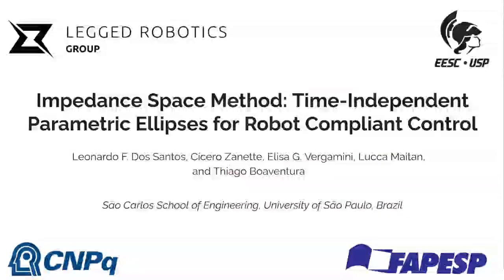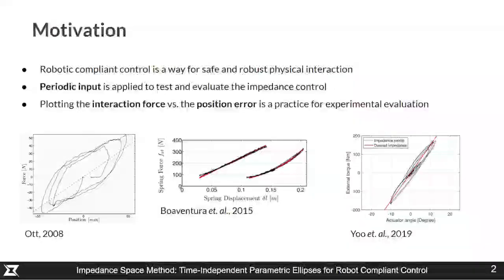This is the video abstract of the paper Impedance Space Method, Time-Independent Parametric Ellipses for Robot-Compliant Control. Robotic compliant control is a way for safe and robust physical interaction.